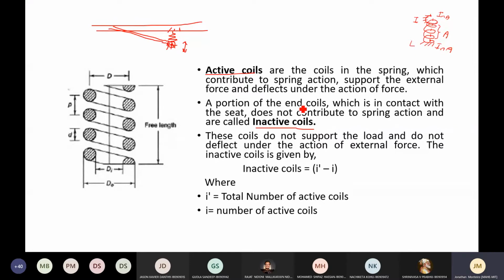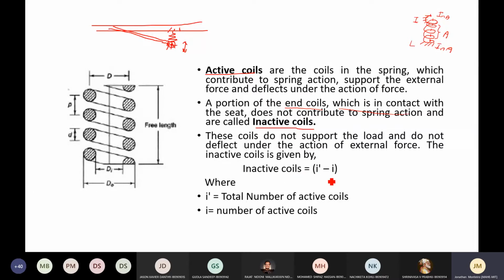Okay, so the portion of the end coils which is in contact with the seat but does not contribute to the spring action is called inactive coils, and active coils are the ones that support the external load and deflect under the action of the force. So what is the number of inactive coils? Just a simple equation to remember.